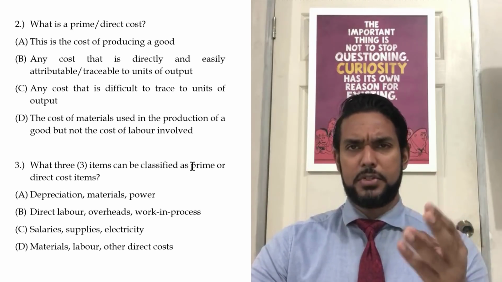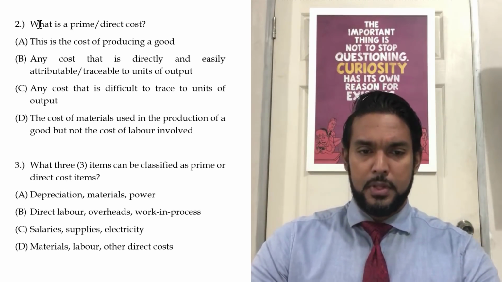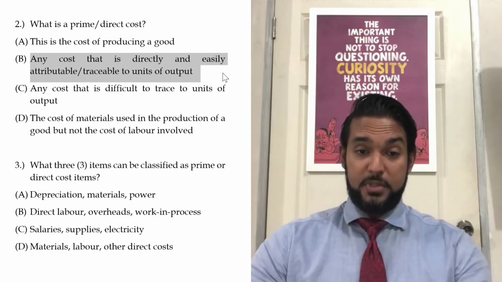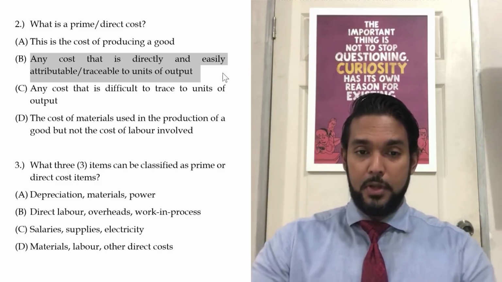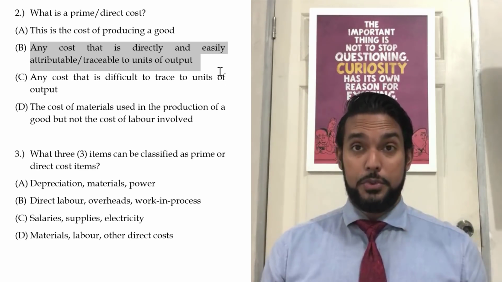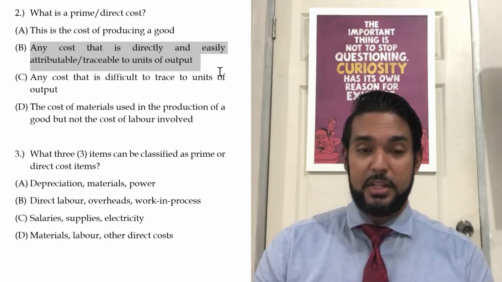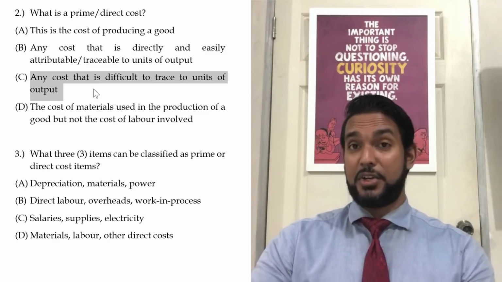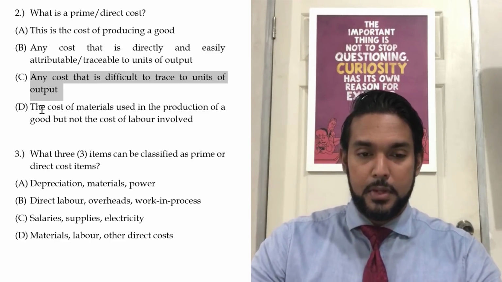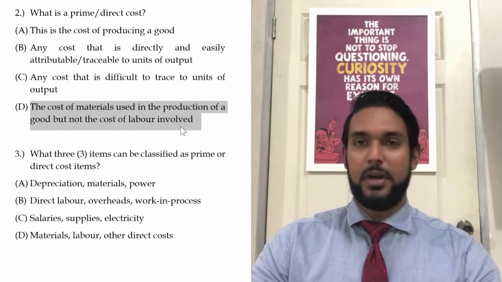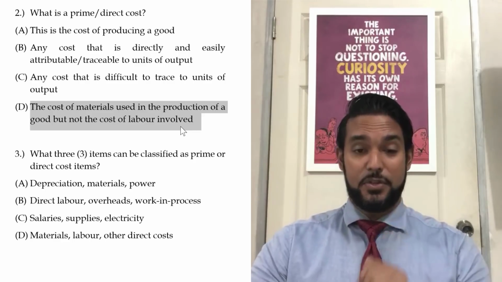So we said we have prime costs or direct costs. What are those? A prime cost is any cost that is directly and easily attributable or traceable to units of output, right? So once again, if you need to go and check out that other video, I'm going to strongly suggest that you do so. If you are comfortable with manufacturing, then let's proceed. Any cost that is difficult to trace to units of output is actually indirect costs or overheads. The cost of materials used in production of a good, but not the cost of labor involved. From the time you start to add too many words, you're looking for trouble.